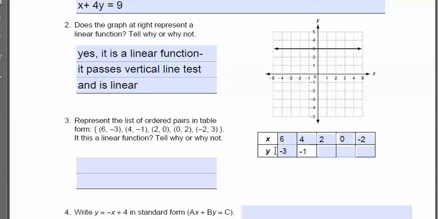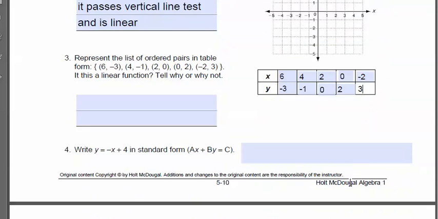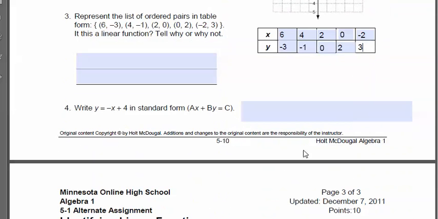From -3 to -1 is +2. From -1 to 0 is not plus 2. So it does not look like the y values are increasing at a constant rate. So it is a function, but it's not a linear function because the y values do not increase at a constant rate. Okay, standard form.